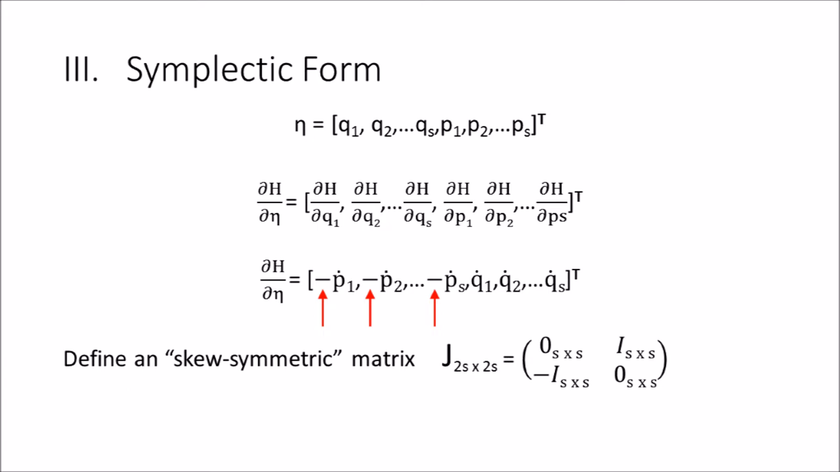And now, as you can see from the red arrows pointing at the minus signs, you may wonder, well, what's the deal there? That's the second reason we're putting this in what will be called symplectic form. Let's define a matrix. It's called a skew symmetric or anti-symmetric matrix. I'll do a simple example in a little bit. It's basically 0, 1, negative 1, 0. And if you've got more than one position momentum variable, then you're going to block these out.